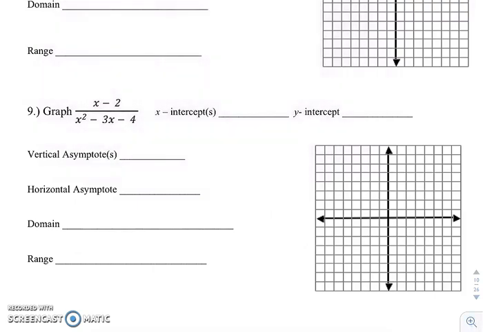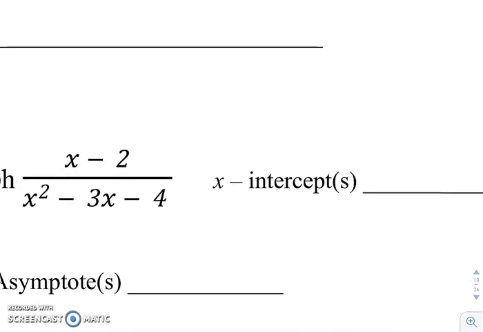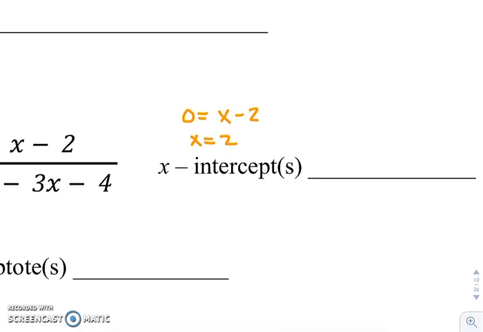Let's go ahead and look at x minus 2 divided by x squared minus 3x minus 4. So let's just start with our x-intercepts. So we're going to make y 0. So we've got 0 equals x minus 2 over x squared minus 3x minus 4. We cross multiply and really just end up with that numerator equaling 0. So if you solve for your numerator equaling 0, you would get, after you add that 2 over, x equals 2. So x-intercept is (2, 0).